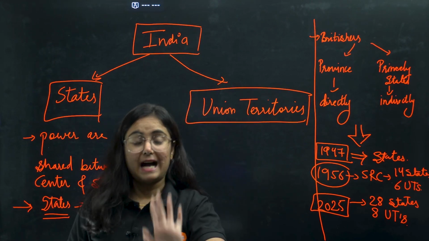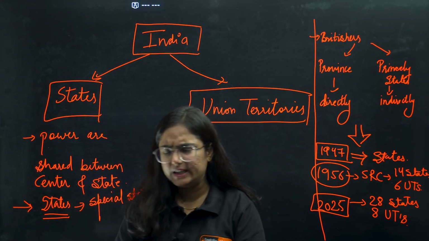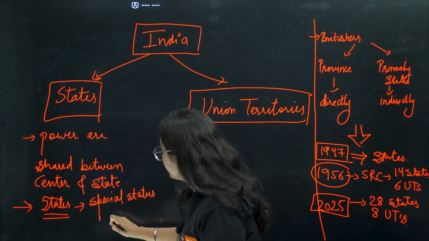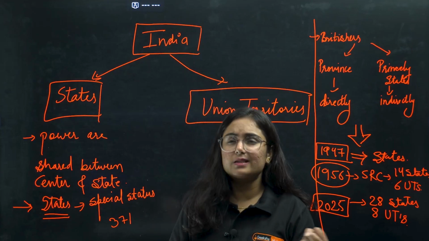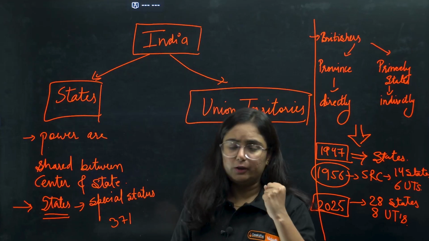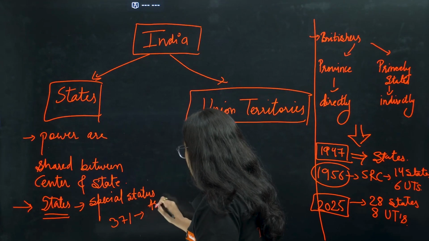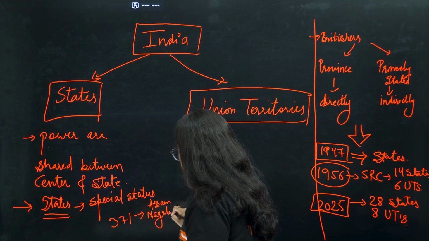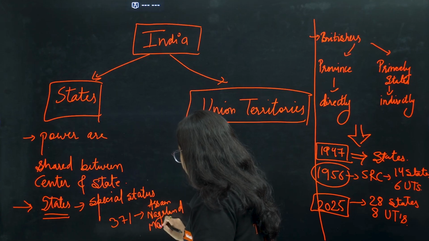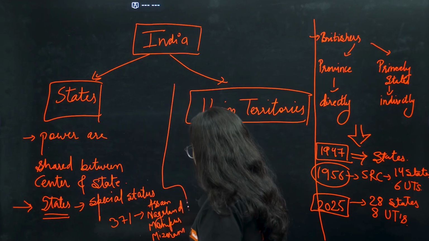under Article 370. However, it has ended now, but there are still certain states under Article 371 which enjoy special status because of their cultural significance or geopolitical significance, in which we can refer, like Assam, Nagaland, Manipur and Mizoram. So this is it. Now, the story of states ends here.